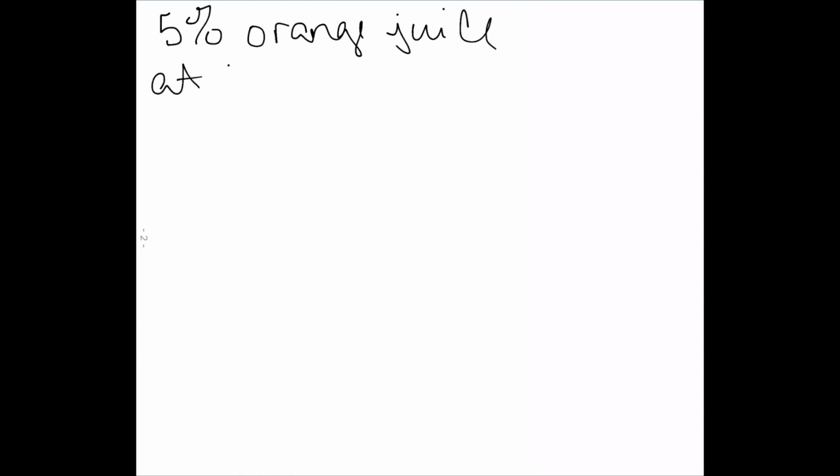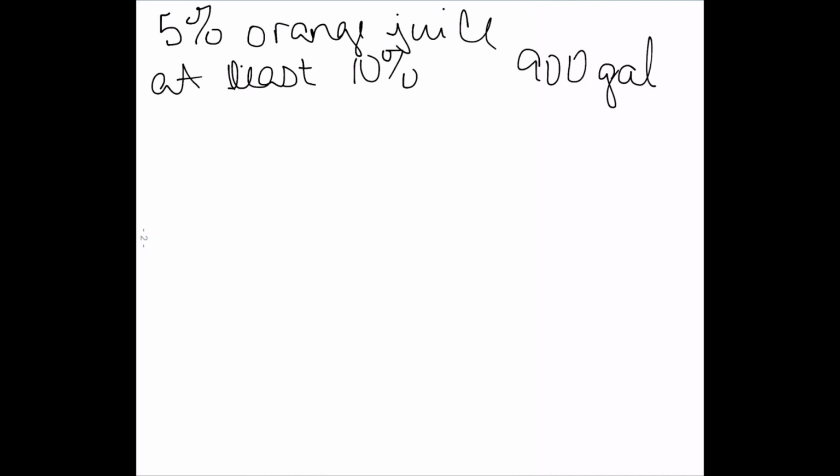Let's suppose a certain juice company advertises their orange juice as naturally flavored, although it only contains 5% actual orange juice. A new federal regulation says that in order to be called natural, you must contain at least 10% orange juice. So we want to know how much of this pure orange juice this manufacturer must add to 900 gallons. So we have 900 gallons of the 5%, and we need to get it up to the new regulation of 10%.